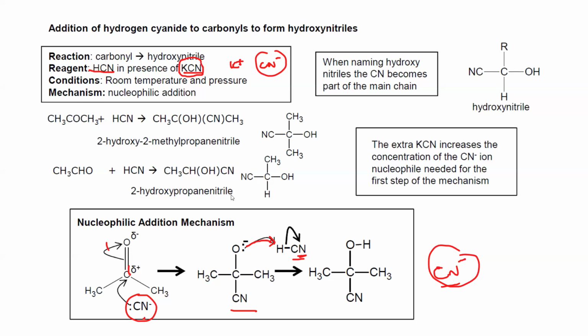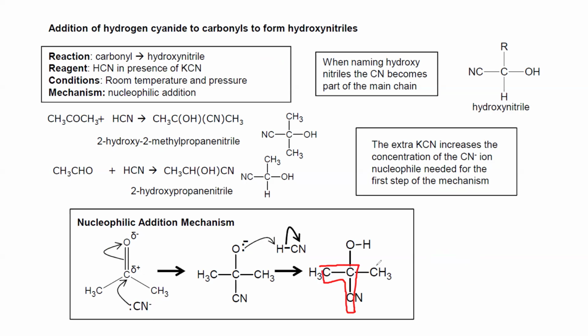What will be the name of this compound? Because the CN group is attached, we select the longest carbon chain. So 1, 2, 3. At the second position, we have a methyl group, and at the second position, we have an OH group. So it is 2-hydroxy, 2-methyl, and 3 carbon atoms are there. So it will be prop, and they have a single bond, N. And because of this CN group, we call it nitrile. So it is propanenitrile.